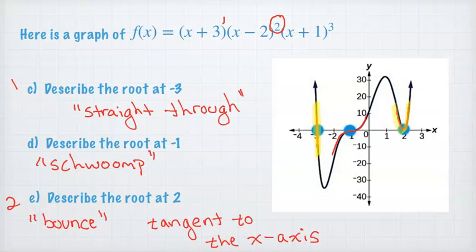This last one has a multiplicity of 3. The root of this is a -1, because that's what makes it 0. And at that root, you can see that that multiplicity of 3 causes it to level off there. That's your schwump. So that multiplicity of 3 creates a schwump. As a rule, odd multiplicities go through, even multiplicities bounce.